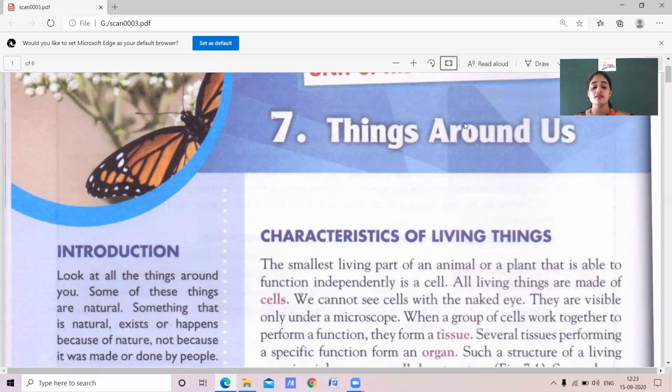Okay. See here, the cell is the basic structural and functional unit of a living organism. If you see the whole living organism, either plant or animal, they are made up of a basic substance. We call that basic substance a cell. Okay, see here, in this lesson, things around us, we are going to study about cell, tissue, organ system, and some of the characteristics of living things. Okay? So look here.